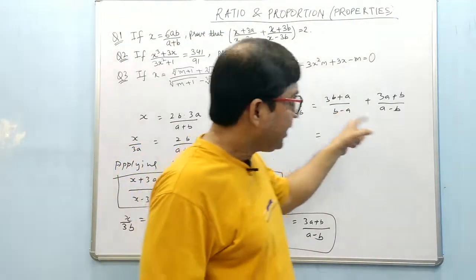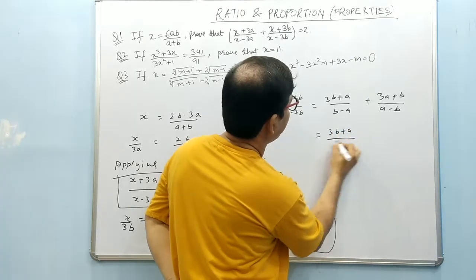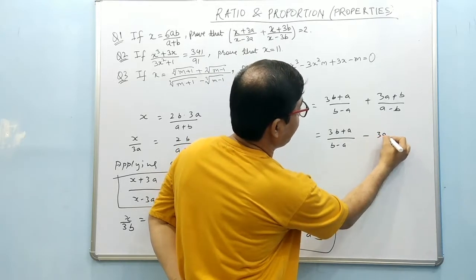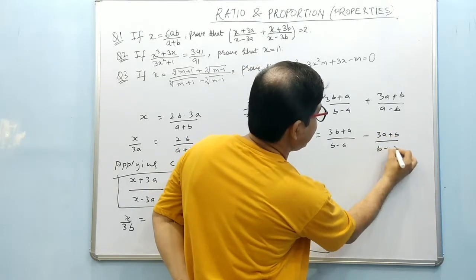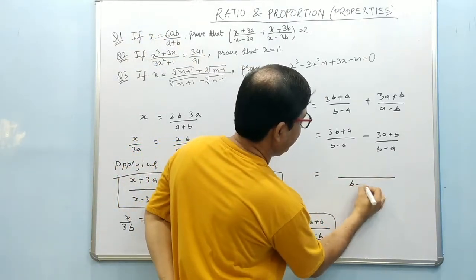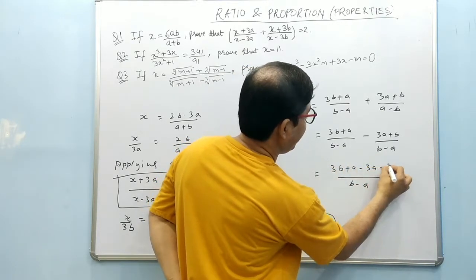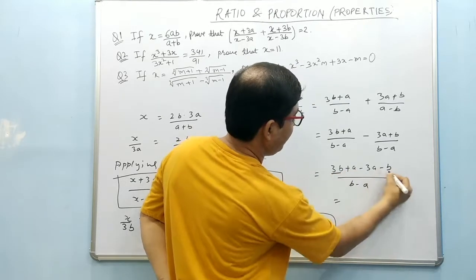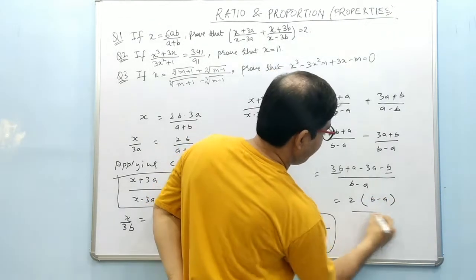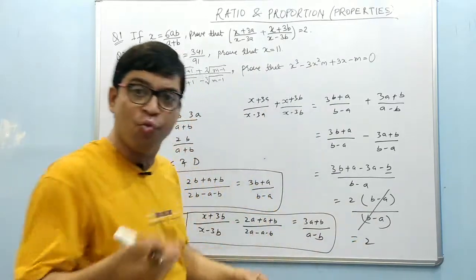What I am doing is making the denominator the same. So this will be 3b plus a by b minus a. If I take minus common from here, it will be minus 3a plus b by b minus a, the same denominator. So it is easy to take the LCM. On taking LCM b minus a, it is going to give you 3b plus a minus 3a minus b. What is that? 3b minus b, 2b, minus 2a. Taking 2 common, 2 times b minus a by b minus a. So the answer is coming out to be 2.